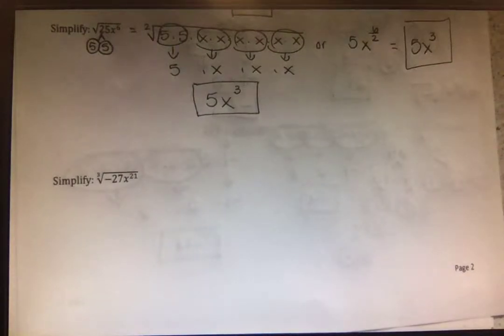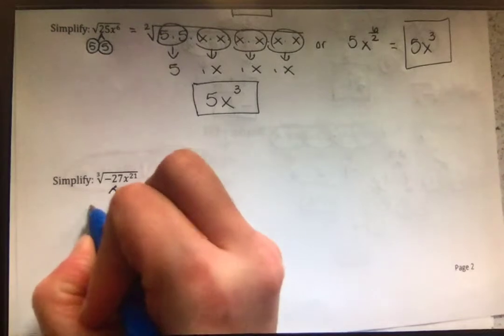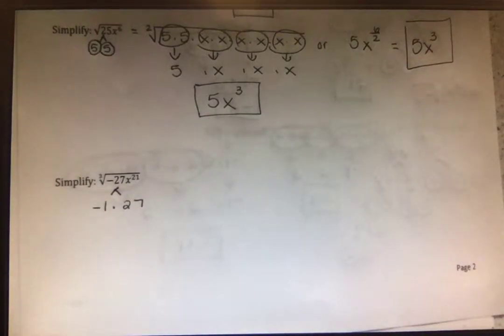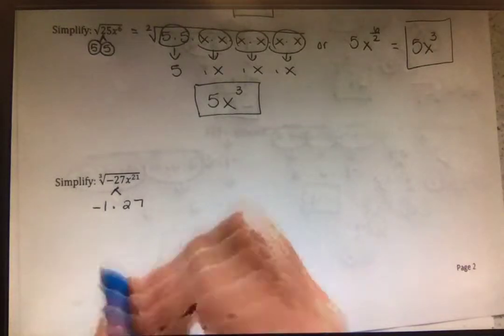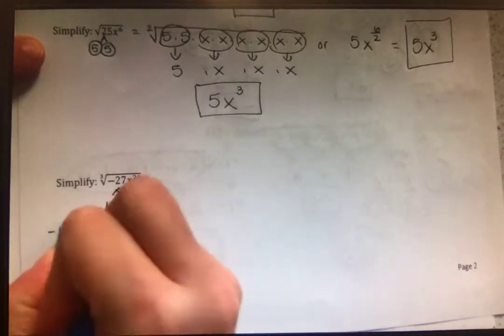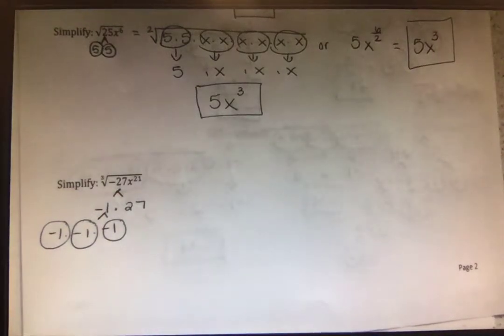Last one for this page. We have the cubed root, so we're taking out 3 of a kind. Negative 27x to the 21st power. So to start off, I can break down negative 27 into negative 1 times positive 27. Because it's an odd root, because it's a cubed root, just like we did on the previous page, I can break down that negative 1 into negative 1 times negative 1 times negative 1. That will give us that 3 of a kind that we're looking for, and it's still negative 1. Negative 1 times negative 1 times negative 1 equals negative 1.